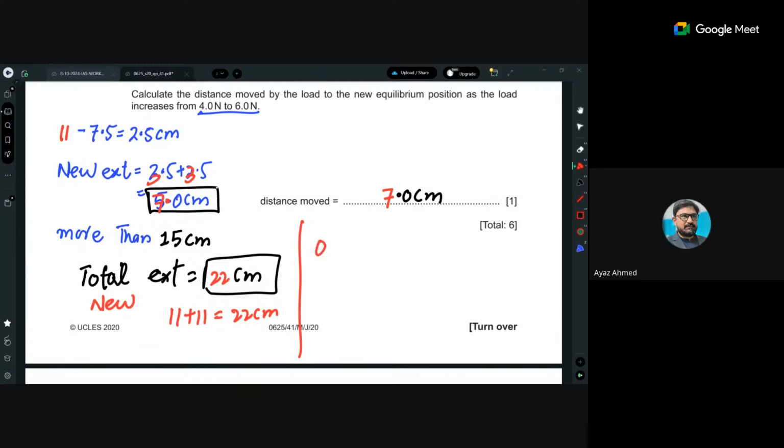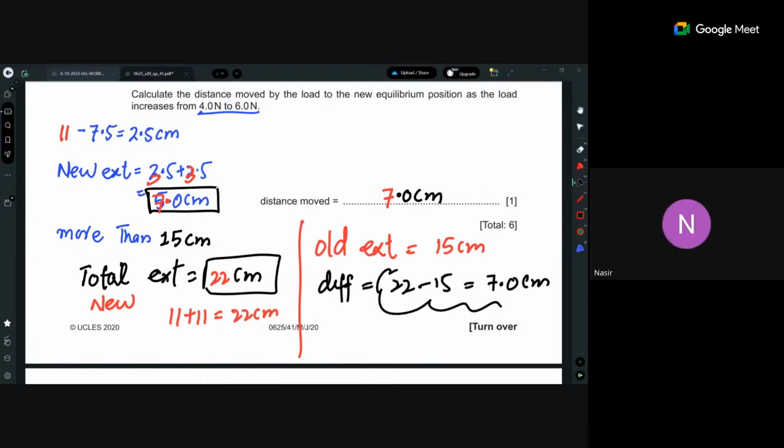Right? So the new extension is 22 centimeter. What was the old extension? Our previous extension was 15 centimeter. So what is the difference? 22 minus 15, not 5, it is 7. 7.0 centimeter. Okay? Yeah.